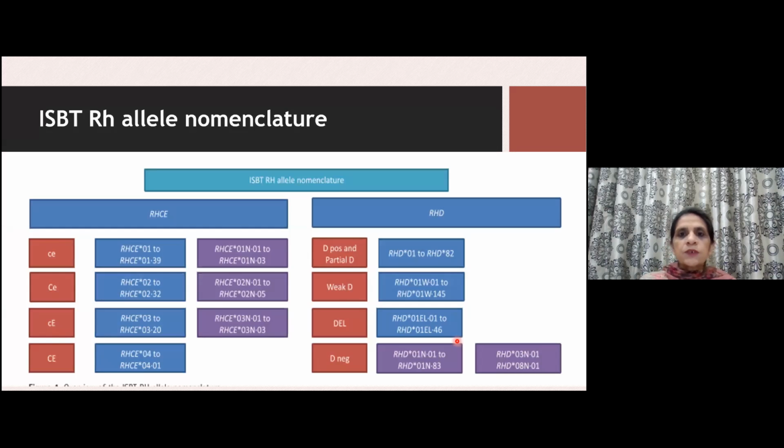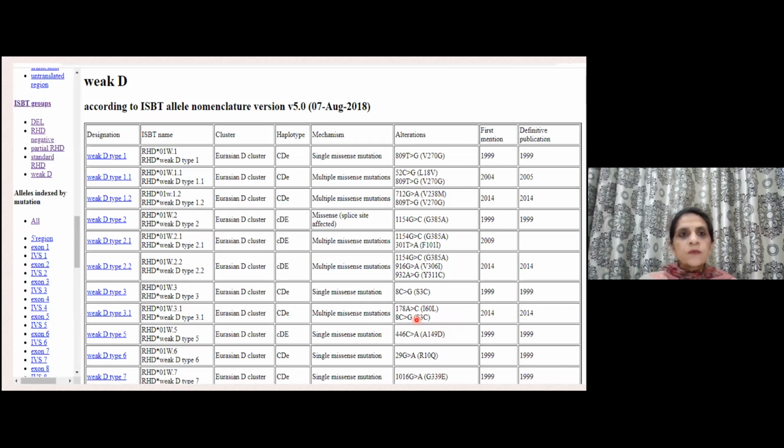This is the representation of the ISBT allele nomenclature. We can see that 145 weak D types have been recognized. As they go on recognizing more and more variants, they are added to this list after a definitive publication occurs. This is a view of the research website wherein we can scroll through the different bars on the left pane and see the different variants. These are just a few of the variants. This is one view of the website wherein we can see the designation, ISBT name, cluster, haplotype, mechanism, alterations, and the first mention and the definitive publication of the same.